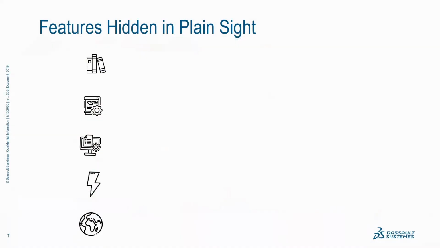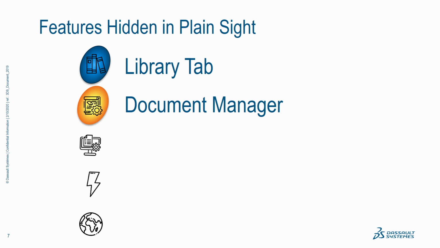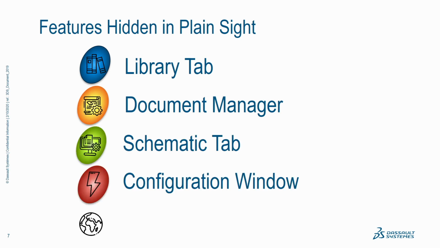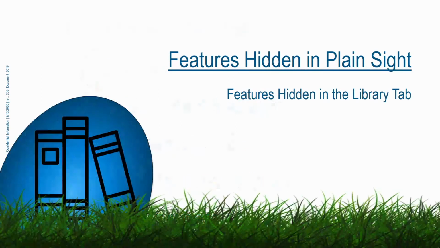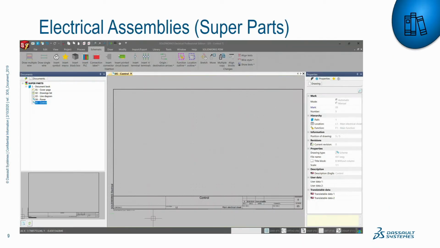So, features hidden in plain sight. Today we're going to talk about features hidden in SolidWorks Electrical Schematic in the Library tab, in the Document Manager, in the Schematic tab, the Configuration window, and then kind of everywhere miscellaneous spots. So, features hidden in plain sight in the Library tab. First up, electrical assemblies or super parts.